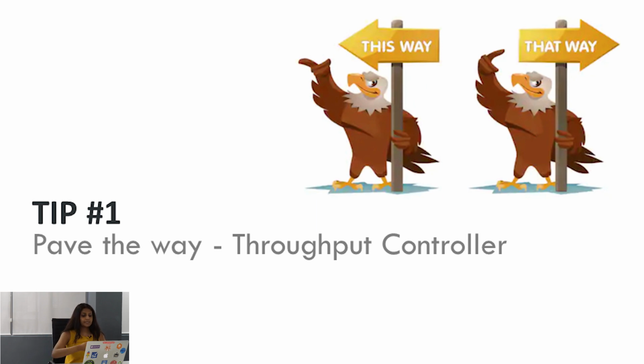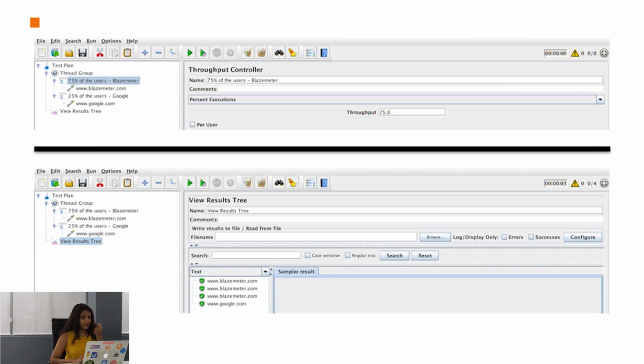JMeter helps us. If you can see in the screenshot I've given, 75% goes through the BlazeMeter call, whereas 25% calls Google. And there you go, I've given four users, so 75%, 3 users, are going through BlazeMeter, right?